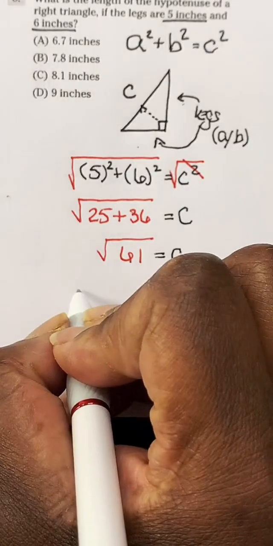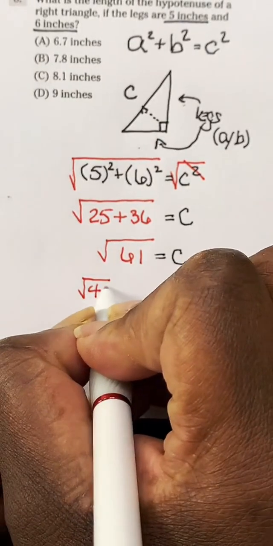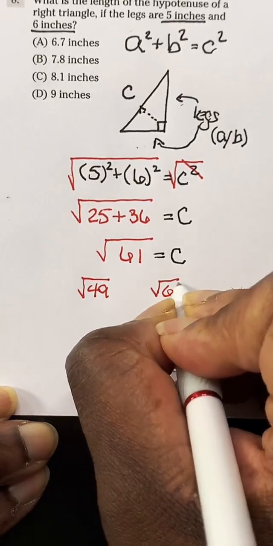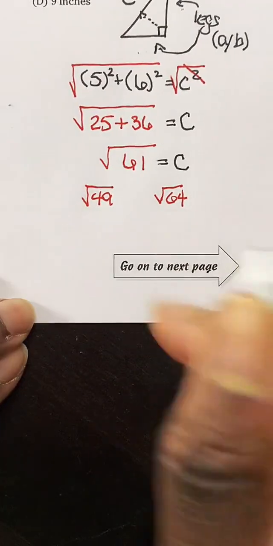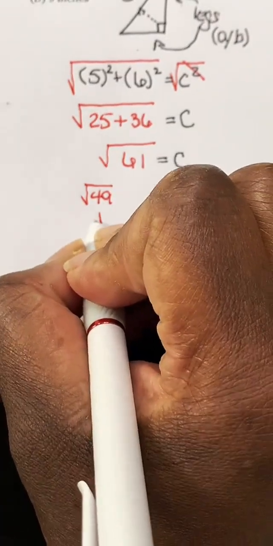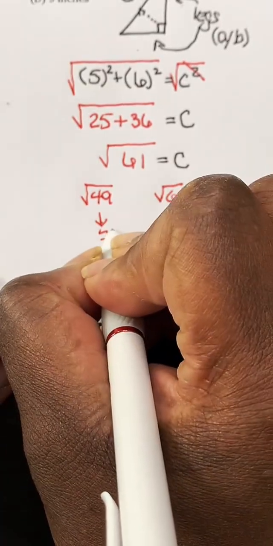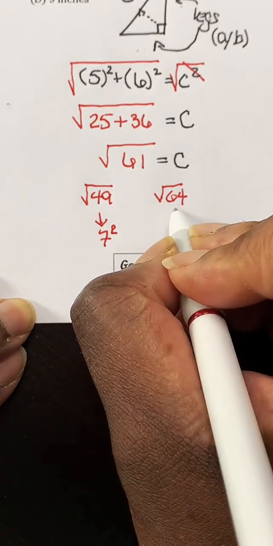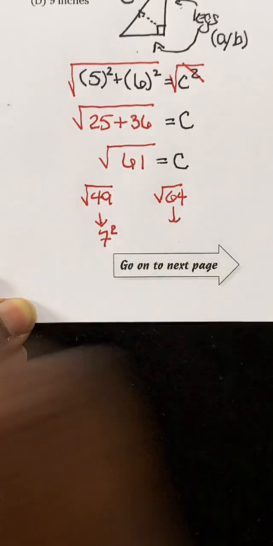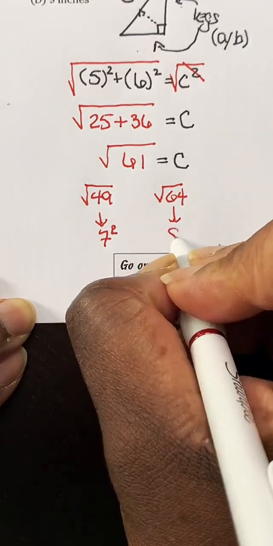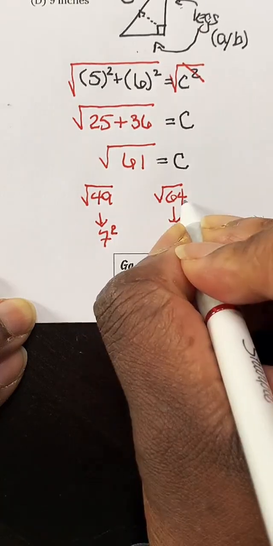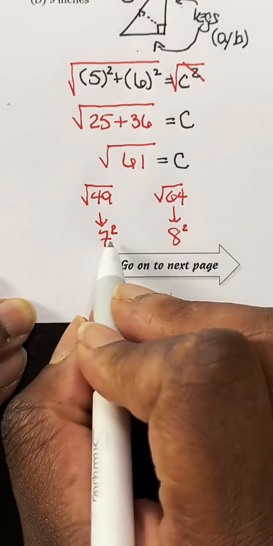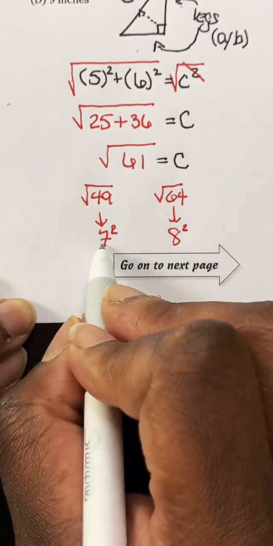It'll be between the square root of 49 and the square root of 64. So the square root of 49, that's 7, because that's the same as saying 7 squared, and 7 squared is 49. The square root of 64 is 8, because if I did 8 squared, that would give me my 64. So that means the square root of 61 is somewhere between 7 and 8.